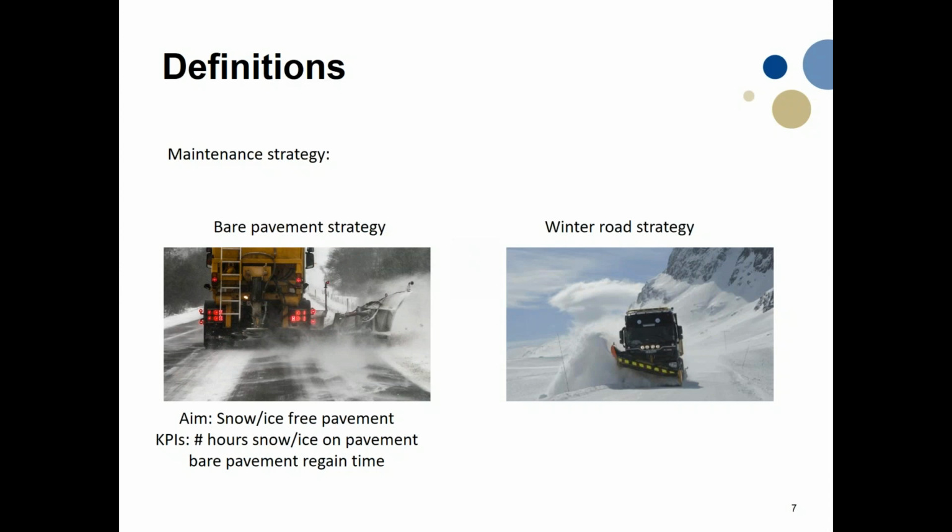The other strategy is what we call, in Norway at least, a winter road strategy. Now you allow snow and ice on the pavement for many days, weeks, maybe even months, but you still maintain that surface. So you allow the traffic to drive on the snow and ice, but you make sure that you have a sufficient friction level and also sufficient evenness. So here comes the scraping in to maintain evenness on those surfaces.